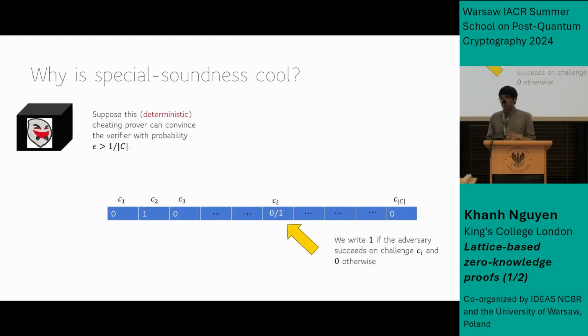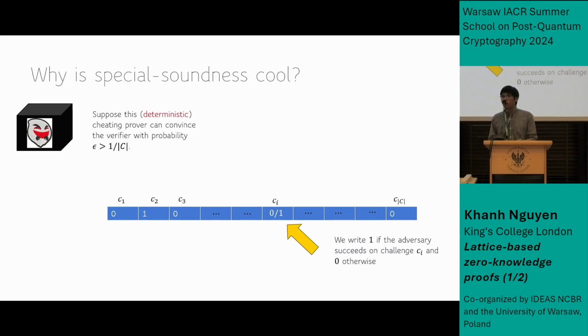So how does this strategy work? Well, we consider this table, which is indexed by all the possible challenges: C1, C2, C3, up to C, the size of the challenge space. I mean, it will be a very long one. And for each entry, I can put a 0 or 1. I put 1 if the adversary succeeds for that challenge Ci, and 0 otherwise. So if the success probability of the adversary is epsilon, then the fraction of 1s in this table is exactly epsilon, right? Because the probability is over picking c uniformly at random.